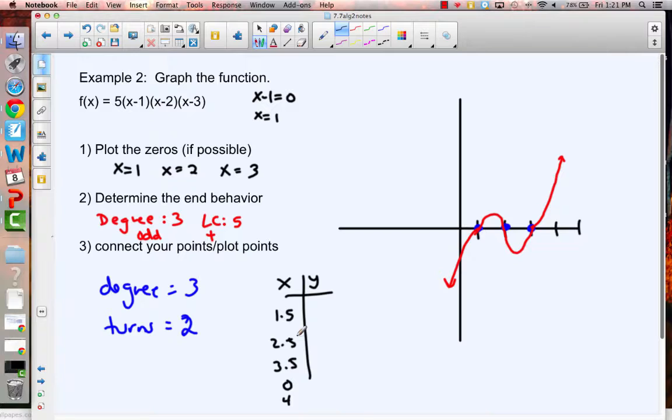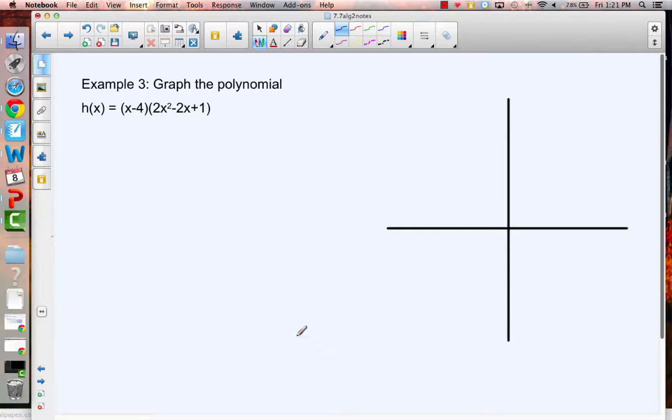This is, like I said, it's not going to be perfect graphs, but they're going to be estimates. As long as you've got your zeros, your end behavior, and maybe a few points plotted in between, that's all you need. So now let's take a look at this one.